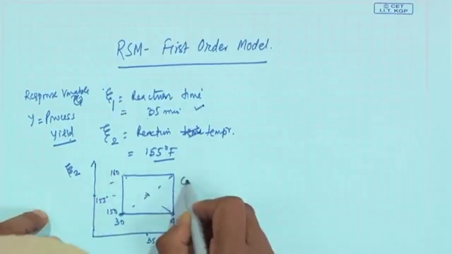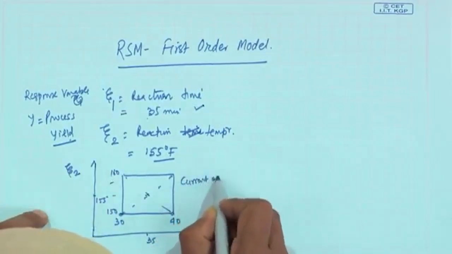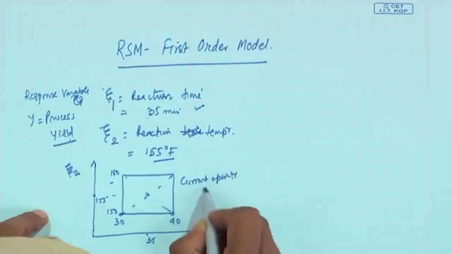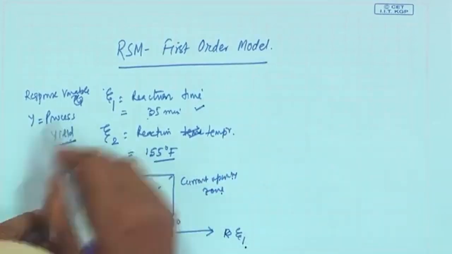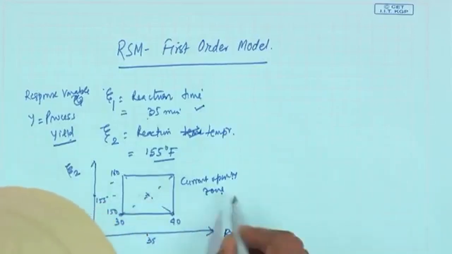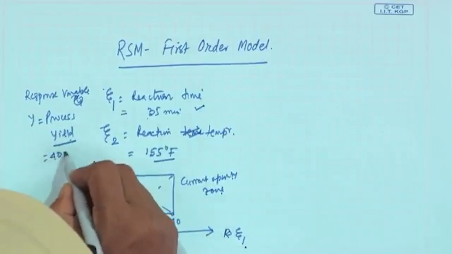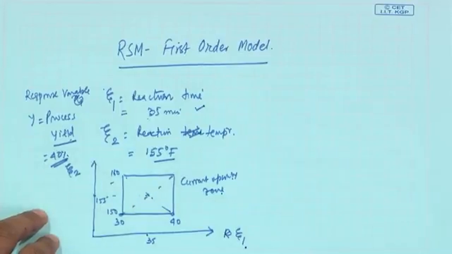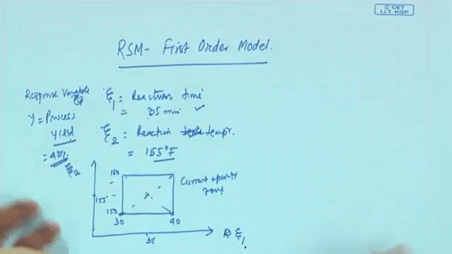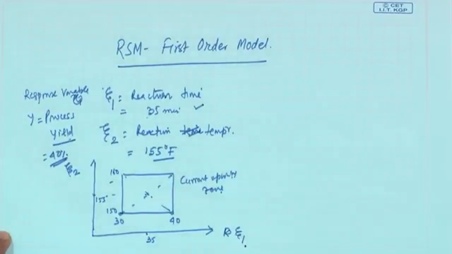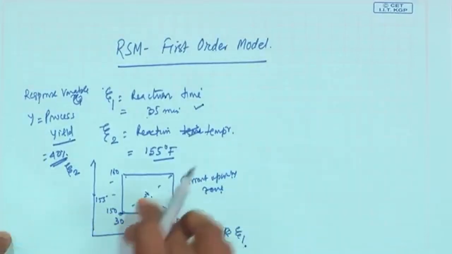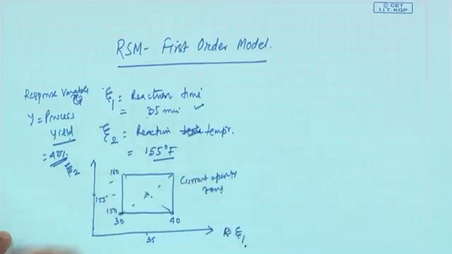This is the current operating zone, and your average yield here is 40%, which is very low. So, you want to improve it and find out where it is the maximum. In order to do so, you have to start experimenting here.